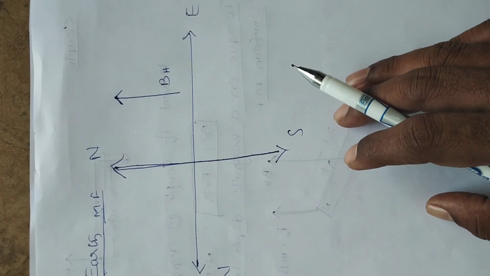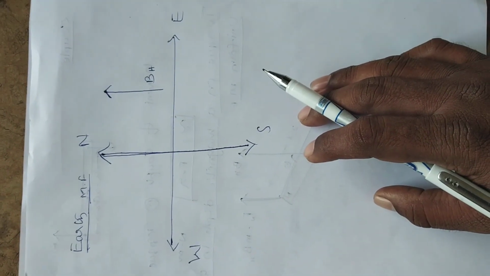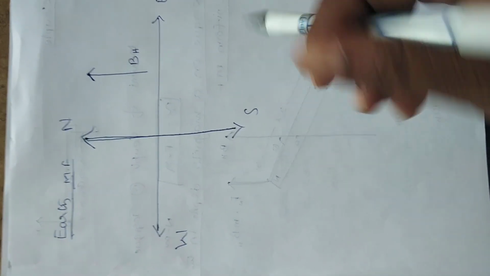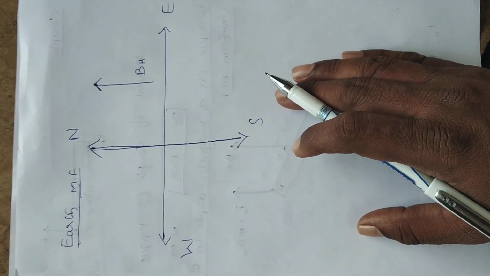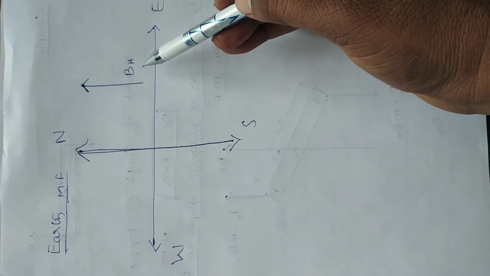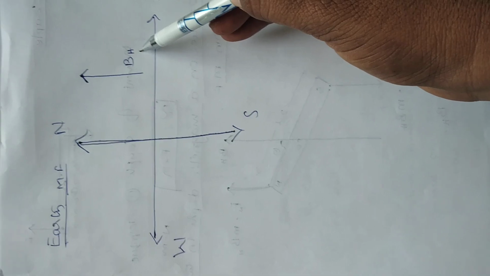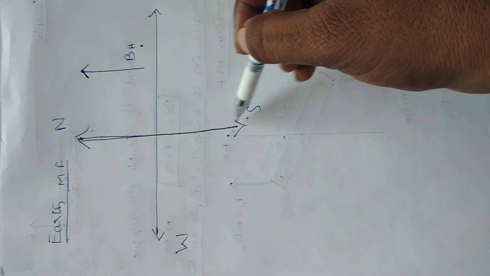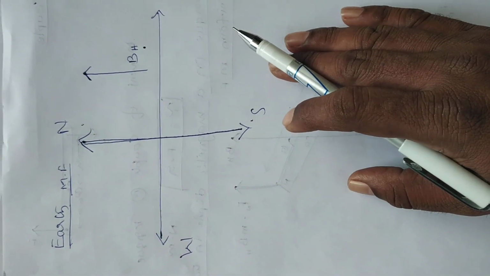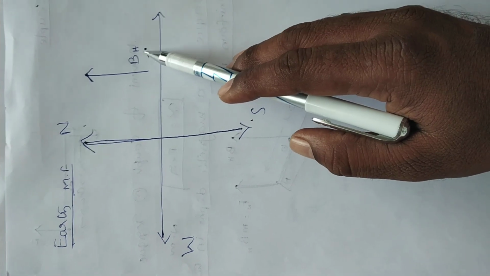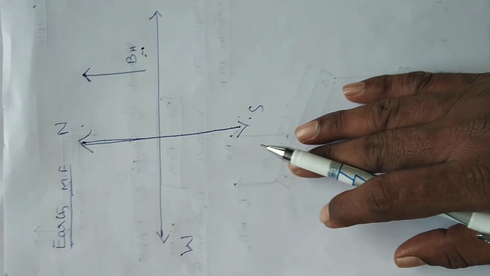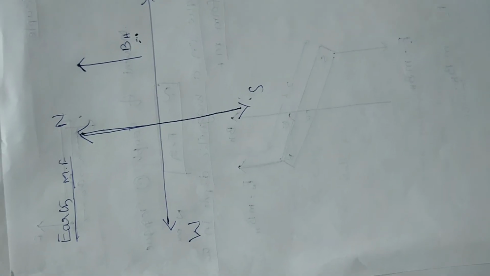This whole concept is explained in terrestrial magnetism. We will explain it after this. Just remember one thing: what is BH? BH is the horizontal component of Earth's magnetic field. It is always taken from geographic south to north. This is the most important concept. BH, the horizontal component of Earth's magnetic induction, is always taken from geographic south to north. Okay? Right.